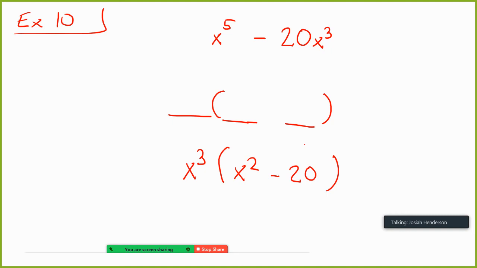Very good. This time, all we could take out was the x to the 3rd. And that happens sometimes. There was no coefficient, no number to take. And that's okay. She went through and said, okay, I don't have a 20. I can't take a 20 from each of these, or a 2, or a 10, or a 5, or anything. But I can take out x to the 3rd from both of these. And what's left over? x to the 2nd power minus 20. Okay, no questions. Let's try another one.